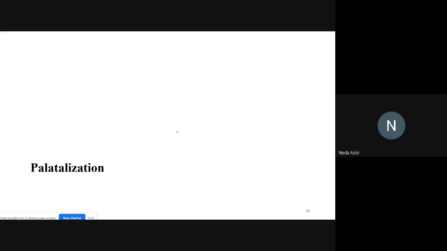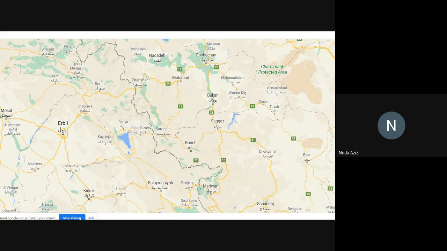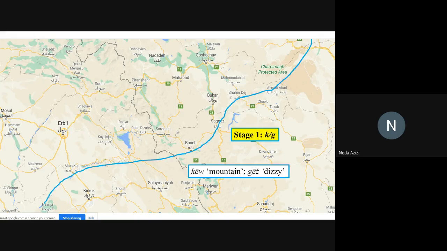The second feature, for which I'm going to present the isoglosses and the distribution, is palatalization. Again, I show you the geographical map of the region, concentrating on the Mukrian region first. I consider four stages of palatalization of the velar stops, K and G. The first stage is zero palatalization, and it goes all into the southern areas, and it also includes Suleymania.